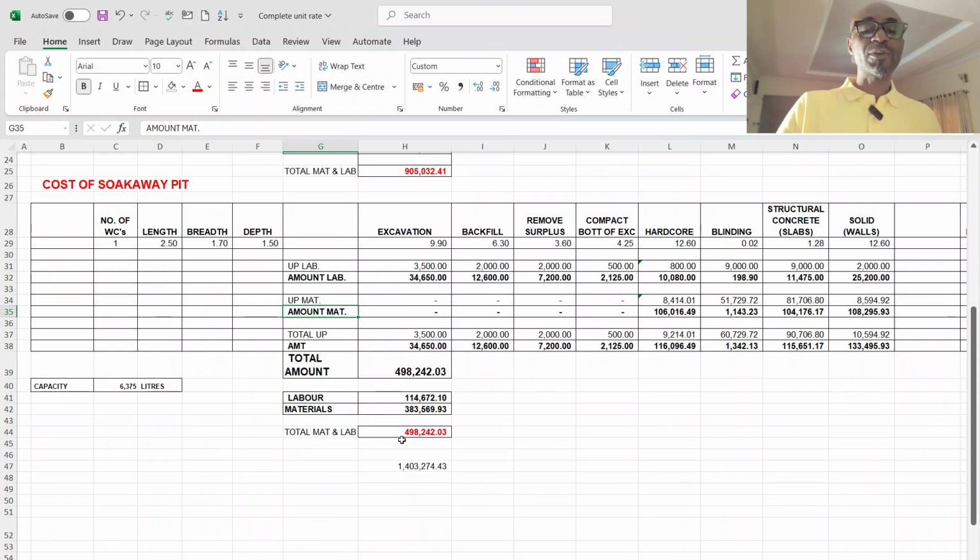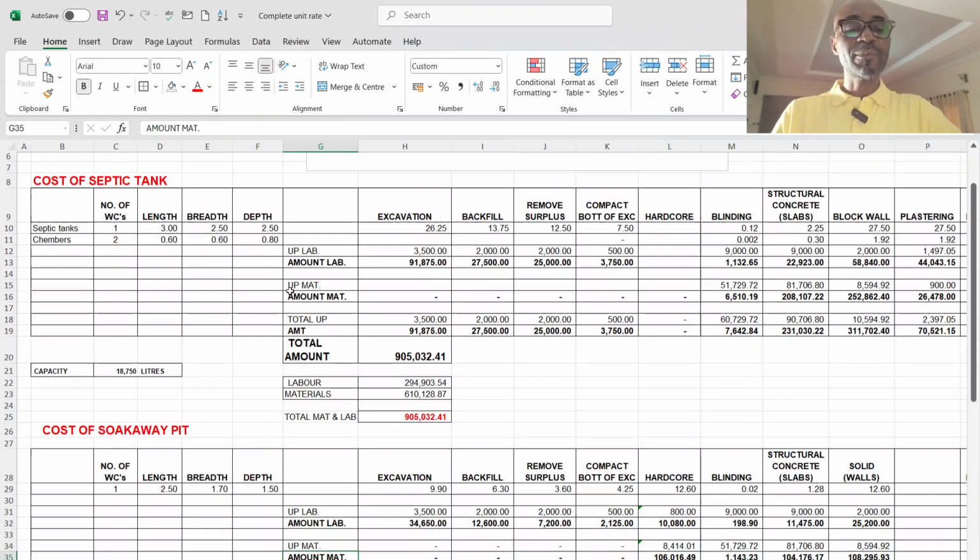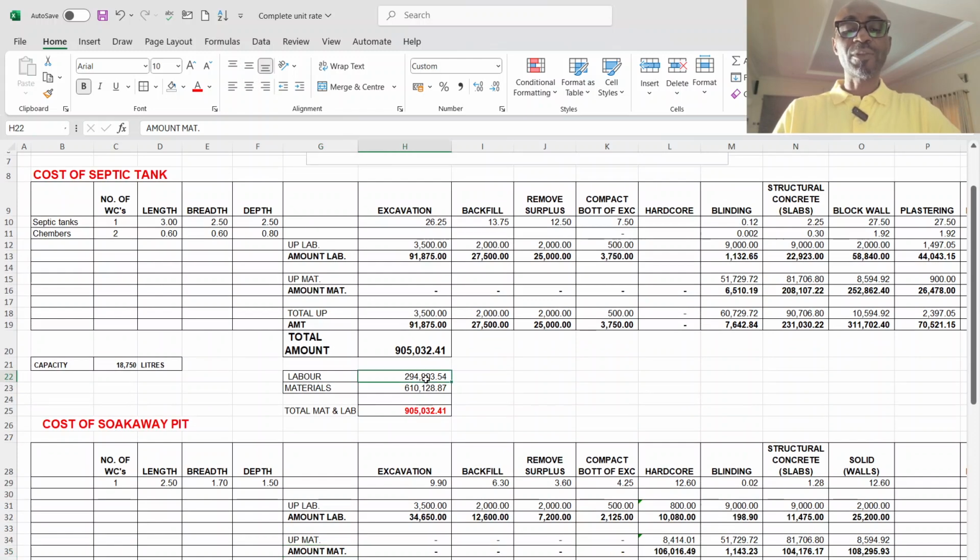As soon as I put in these figures, I can tell him the cost for labor is 290,000, while the cost for material is 610,000. So the cost for the septic tank is 905,000. This is dry cost, please. This excludes whatever preliminaries you want to consider.